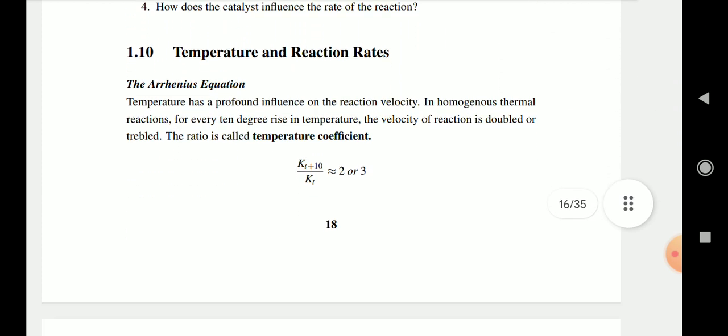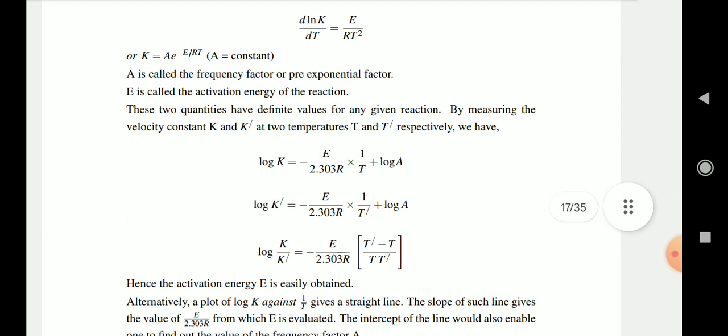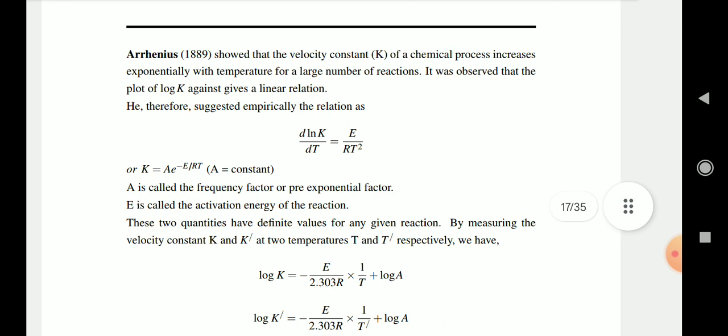Now, temperature and reaction rate: the Arrhenius equation. Temperature has a profound influence on the reaction velocity in homogeneous thermal reactions. For every 10 degree rise in temperature, the velocity of reaction is doubled or tripled. The ratio is called the temperature coefficient, that is, K(t+10)/K(t) is 2 or 3. Arrhenius in 1889 showed that the velocity constant k of chemical processes increases exponentially with temperature for a large number of reactions.